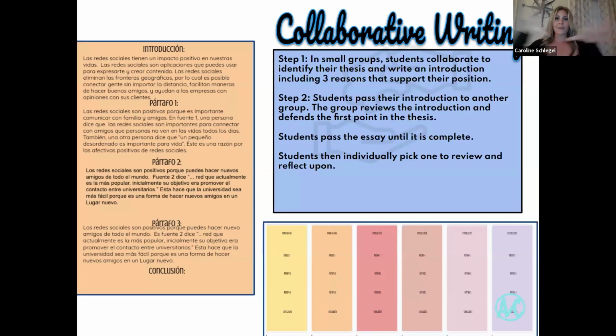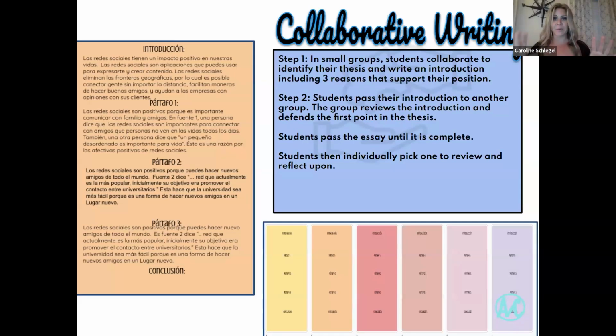So put them into groups. One group writes, everybody has a Google slide that they're working on, and you can do this on paper too, now that we're back in person, right? You could do this on paper. Each group collaborates to write an introduction. And then you pasa la postura, right? You pass your postura to the next table. You read the introduction, and the next group has to use that introduction to then formulate the first paragraph.